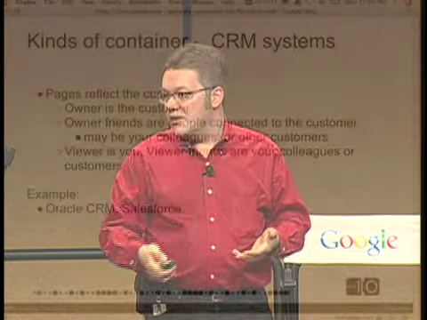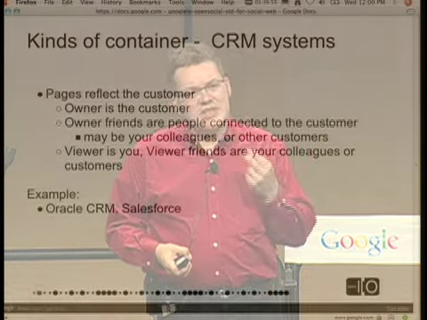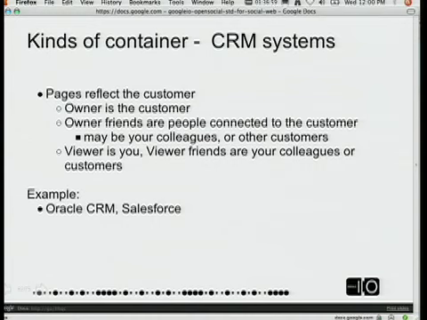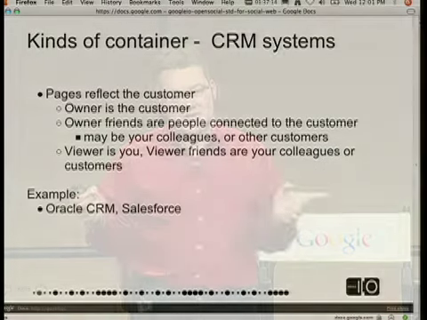And then the CRM systems, there the pages tend to reflect the customer. So the owner of the page would be the customer you're serving or trying to sell to or whatever. And the owner friends would be the people connected to that customer within the database, which could be other customers, it could be your colleagues. And then the viewer is you, the user of the system, and the viewer friends would be your colleagues or possibly other customers. So examples, this is the mapping that Oracle CRM and Salesforce are building.